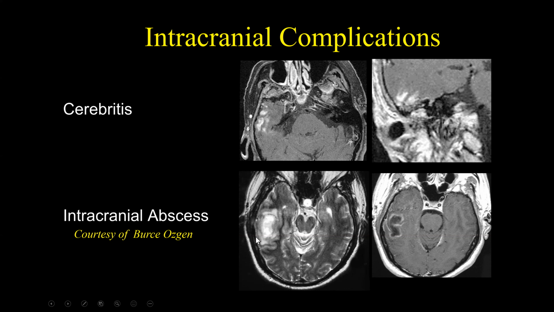And if this goes on to continue, you can develop a frank intracranial abscess. So this is an example of an intracranial abscess. Here we see more of the classic ring enhancement around this abscess. And when we look at the T2 weighted images, we can see the associated vasogenic edema.